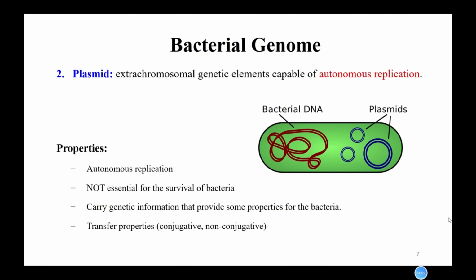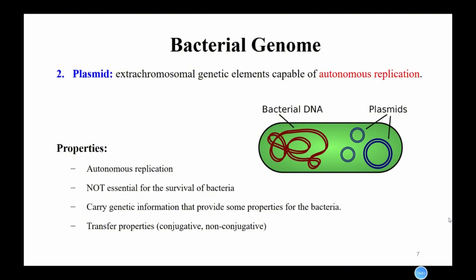So it means that a plasmid is a DNA not on the chromosome, okay? It can replicate by itself. So its replication is not regulated by the bacterial chromosome, okay? So the properties of plasmid, first, it's autonomous replication. And also plasmids are not essential for the survival of bacteria. This we mentioned before.